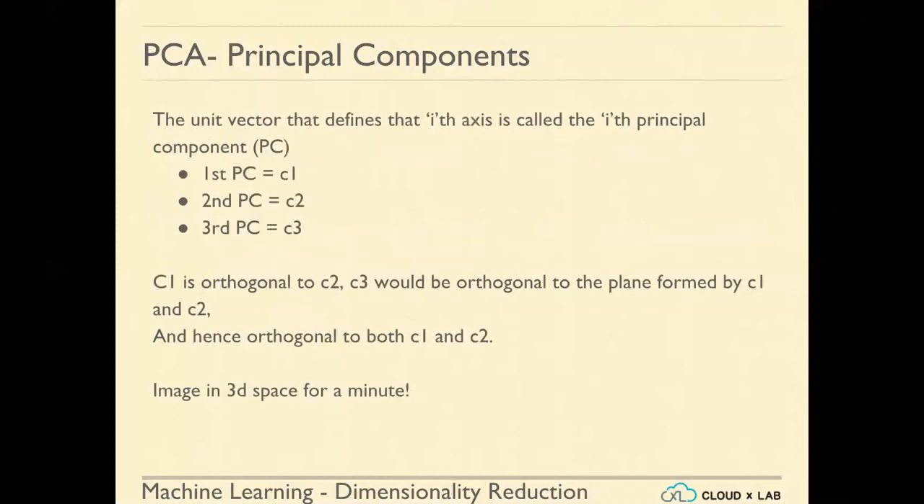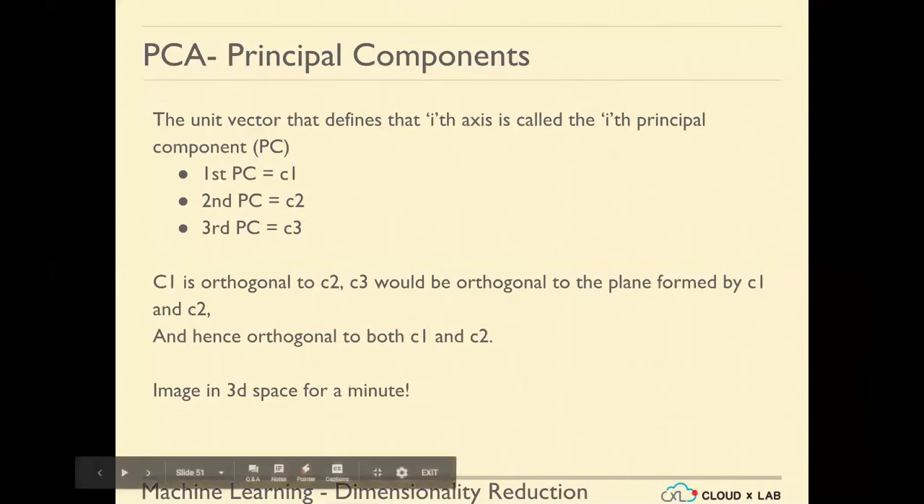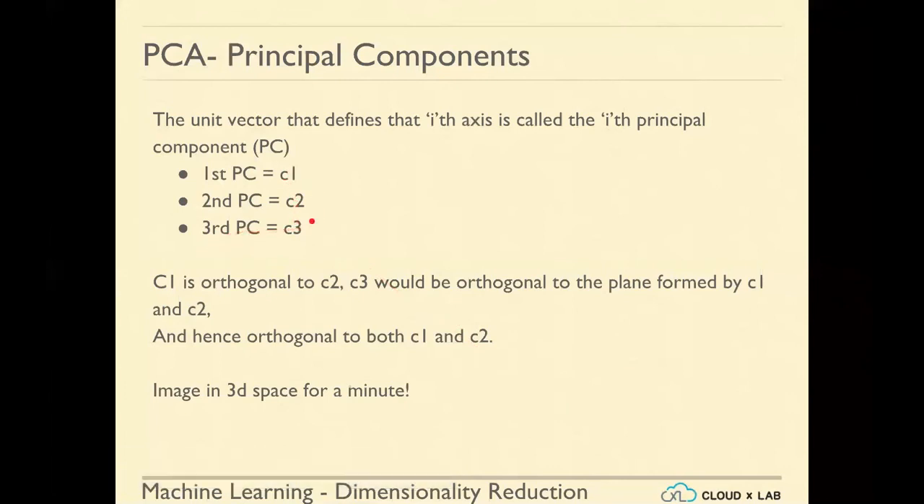The unit vector that identifies the ith axis is called the ith principal component. The first axis that you come up with is called the first principal component, the second axis is called the second principal component, and the third one is the third principal component. All these, C1, C2, C3, are orthogonal to each other.